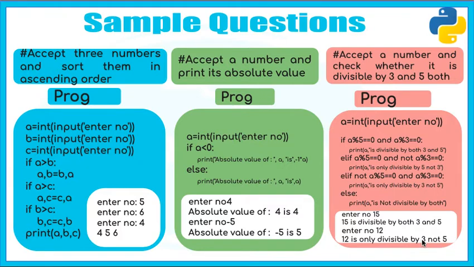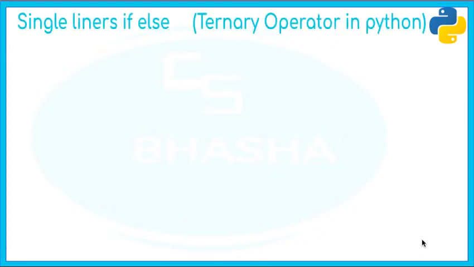Now I come to a very interesting thing, which is called single liner ifs. They are also called the ternary operator in Python. Now why do we need a single liner? Because sometimes we just have to take a quick decision.